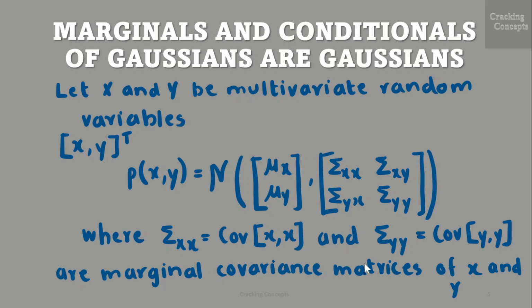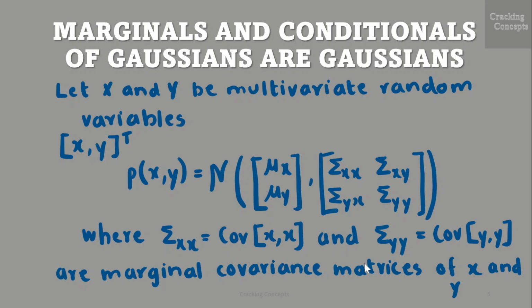Now we'll see that both the marginals and conditionals of Gaussians are Gaussians. For this, we'll take x and y, which are two multivariate random variables that may have different dimensions. To consider the effect of applying the sum rule of probability and the effect of conditioning, we explicitly write the Gaussian distribution in terms of the concatenated states x, y.